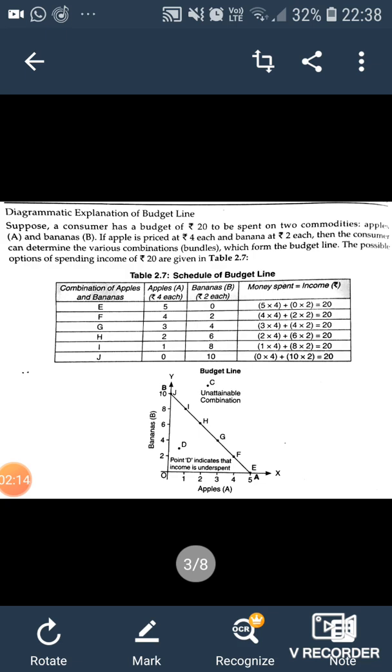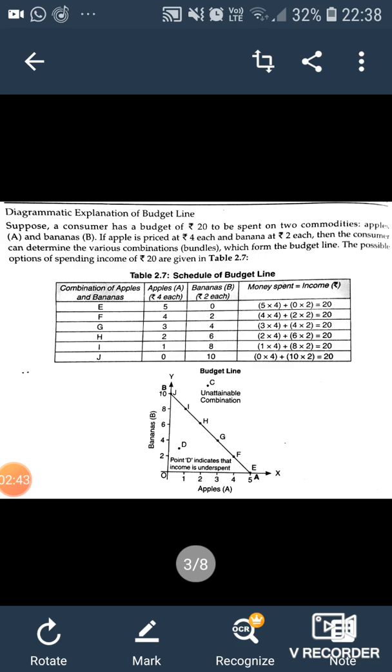Moving again towards point G, how do we get it? If the consumer is buying 3 apples here, how much is the cost? 12 rupees. What is the money left out of 20? Yes, 8 rupees. With 8 rupees, how many bananas can he buy? 4 bananas. So he is spending the entire income actually.